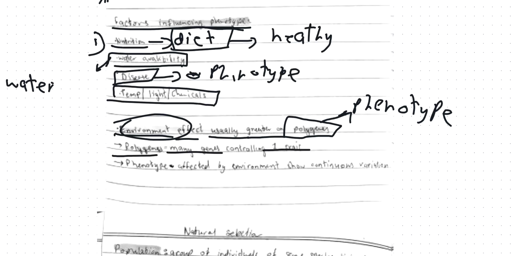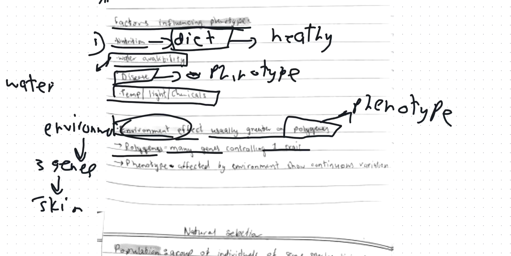So for example, 3 genes controlling for the skin color. So if your environment affects these 3 genes, then the effect of this environment would be greater on your skin. And yeah, so phenotype is affected by the environment, and remember, phenotype will show continuous variation.